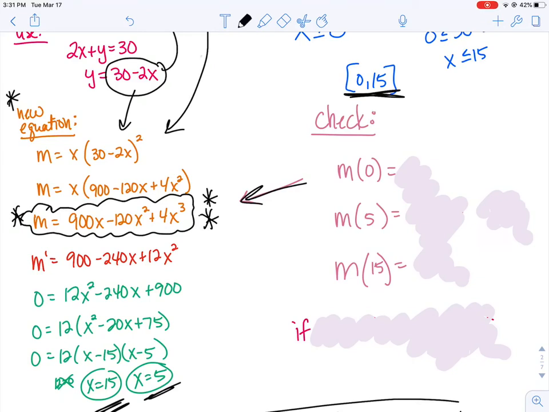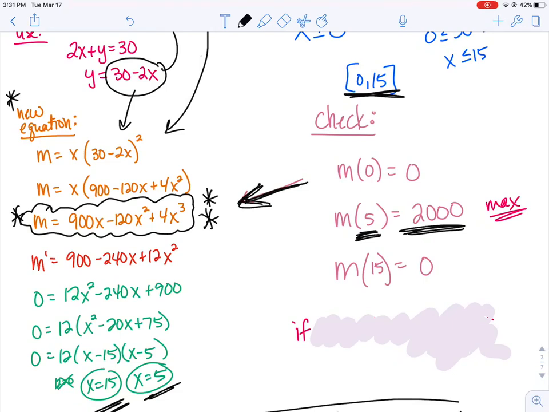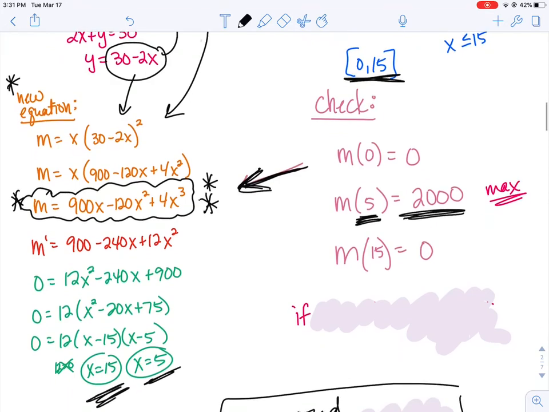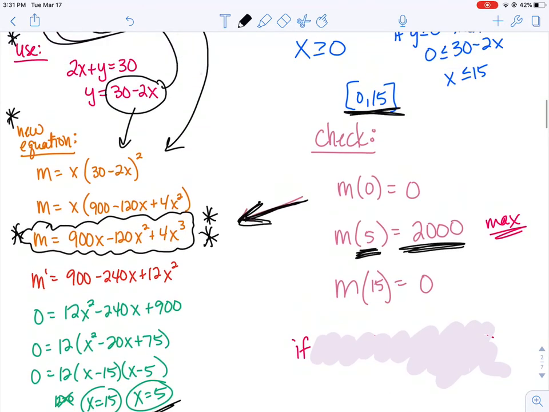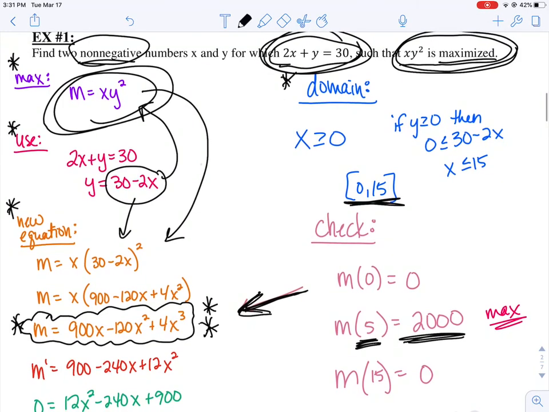So I'm going to plug these into my 900x minus 120x squared plus 4x cubed, because that's the equation I want to find the highest value for. Do that, see if you get the same answers as I do. I ended up getting 0, 2000, and 0. And so if we're trying to maximize this, then really we want to choose x equals 5, don't we? Because when x equals 5, the product of x times y squared, or this nicer looking equation, ends up being 2,000, which is the maximum possible value.